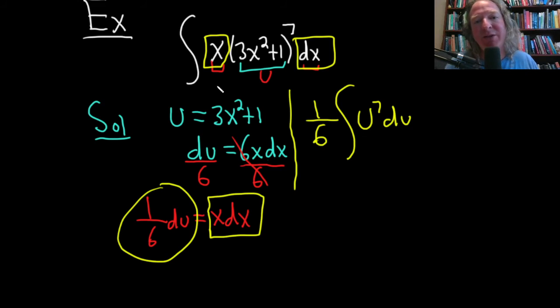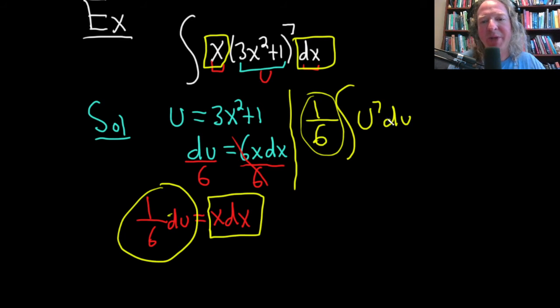And if it makes sense to you, you are already on the way to becoming a master. So we have x dx, that's 1/6 du. And then you pull out the 1/6. It's just a good idea to pull it out. And then you have the du here. And then this piece here, this is your u to the 7th.